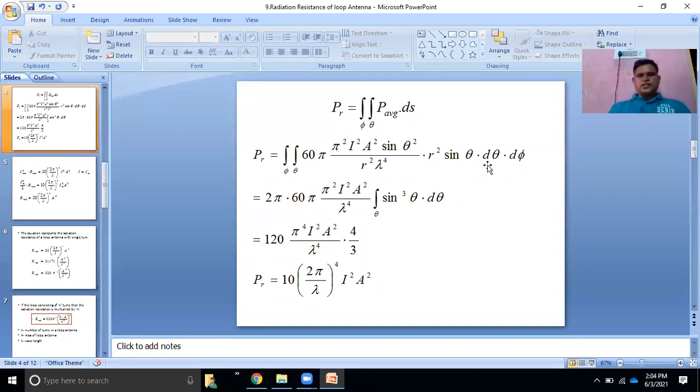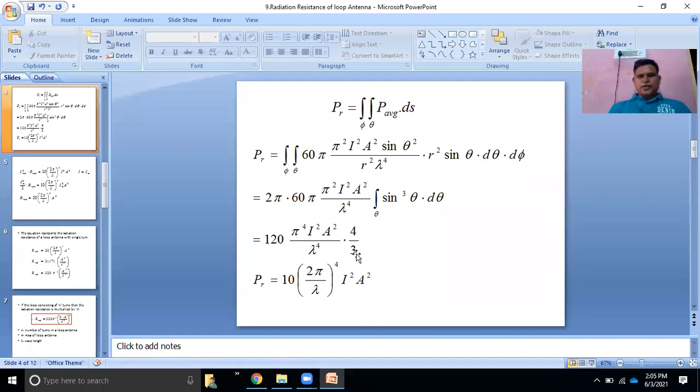We all know the dS value. dS is equal to r square sin theta d theta d phi. Here you have to integrate with respect to d phi and d theta. We don't have any d phi terms, that's why I am writing the integration of d phi as 2 pi. And in the remaining terms we have theta terms, so sin square theta times sin theta gives sin cube theta into d theta. In our last few classes, we have seen the integration of sin cube theta d theta, and we found the value is 4 by 3. I am simply substituting the value here. The remaining terms are all similar.